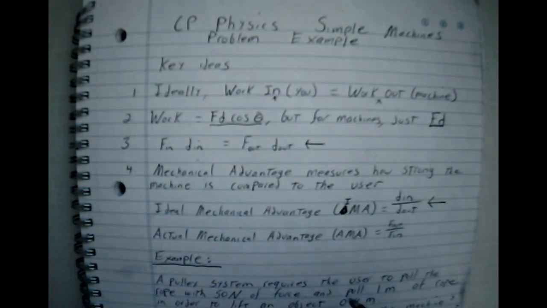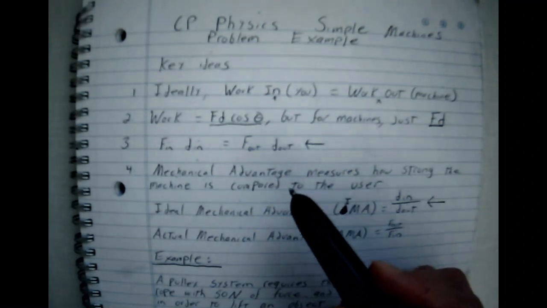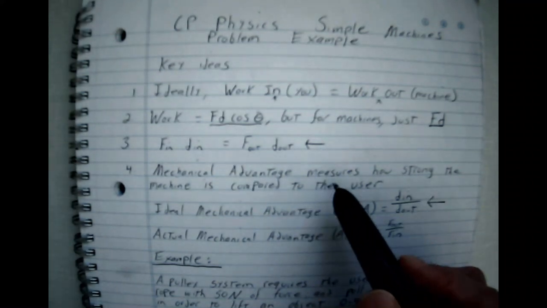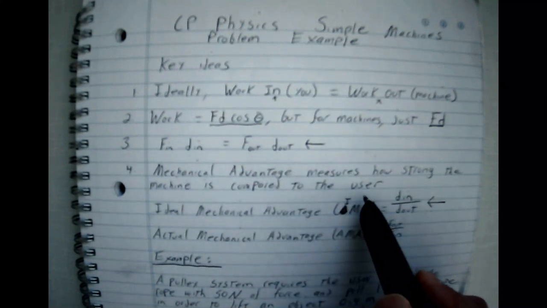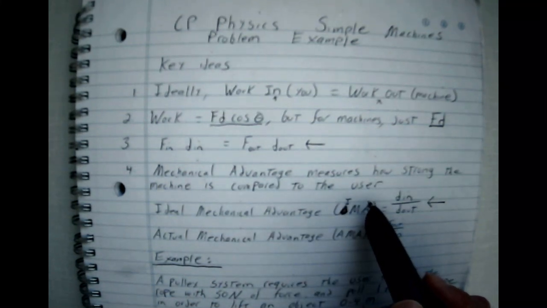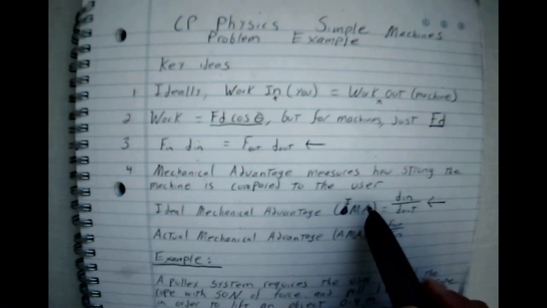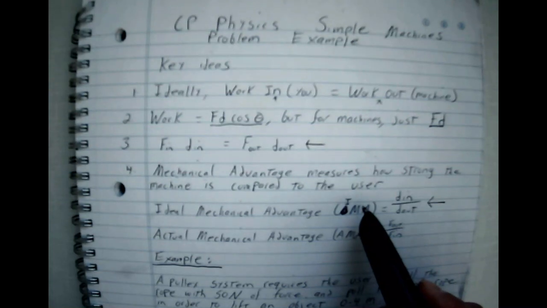Another key concept is mechanical advantage. Mechanical advantage is basically a way of describing how strong the machine is compared to the user. If the machine can exert 3 times more force than the person using it, then it has a mechanical advantage of 3. It's just a ratio that tells us how strong the machine is in terms of force compared to the person exerting the force on the machine, like the pulley or lever or whatever it is.